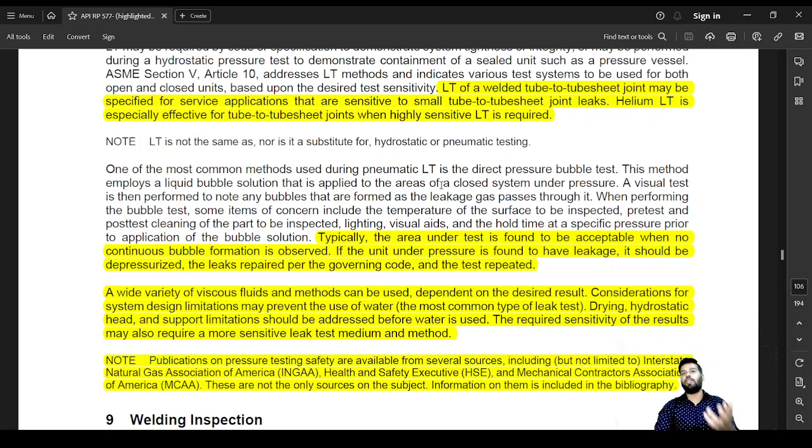Generally, leak testing will tell you about the leaks, but there are various kinds of leak testing that can be done based on the sensitivity required. You can do a bubble leak test, you can do a vacuum box test, you can do a halogen tracer gas test, and you can also do a helium mass spectrometer test. Bubble leak test has the lowest sensitivity, whereas the helium mass spectrometer leak detector would have the highest sensitivity.